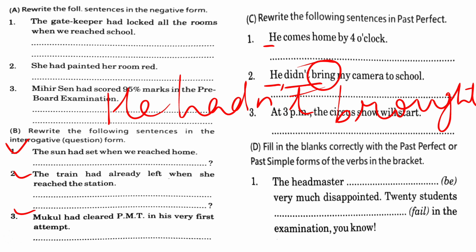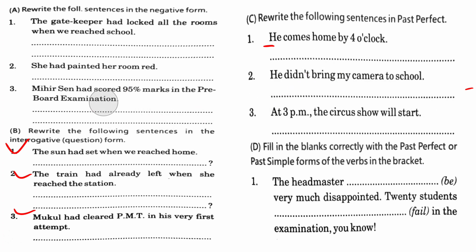He hadn't brought my camera to school. At 3 p.m., the circus show will start. The statement is in simple future tense, so we need to change it into past perfect. So, we will be adding had here and it will turn out as: at 3 p.m. the circus show had started.